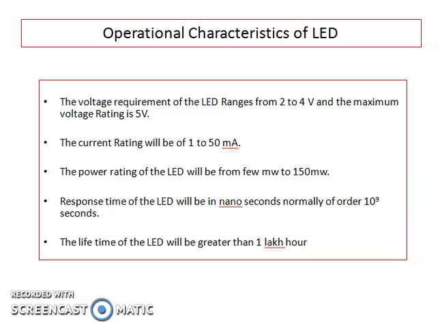Some of the important operational characteristics of LED are: the voltage requirement of the LED ranges from 2 to 4 volts and the maximum voltage rating is 5 volts. The current rating will be in the order of 1 to 15 milliamps and the power rating of the LED will be from a few milliwatts to 150 milliwatts. The response time of the LED will be in nanoseconds, normally of the order of 10 power minus 9 seconds. The lifetime of LED will be greater than 1 lakh hours.